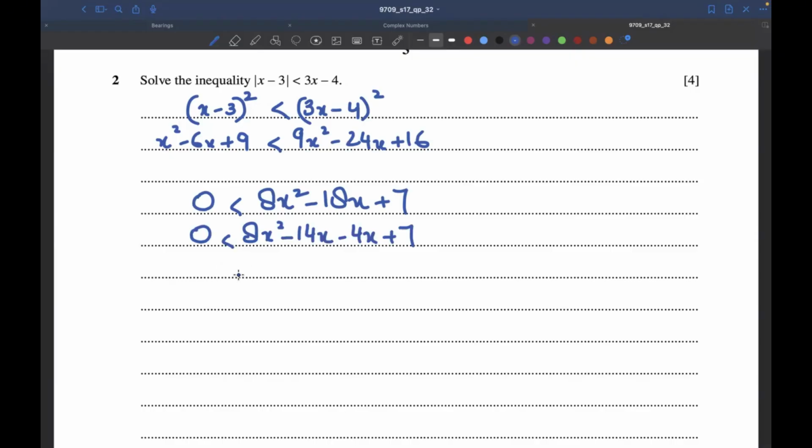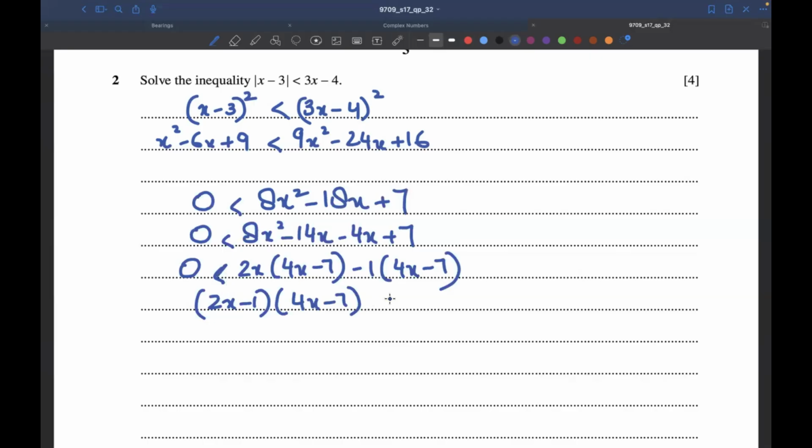And taking 2x common, we'll get 4x minus 7. And taking 1 common, we'll again get 4x minus 7 is greater than 0. So our factors will be 2x minus 1 and 4x minus 7, and this is greater than 0. Now using a quadratic curve to understand how to write this as an inequality, the roots are x equals 7 upon 4 and x equals 1 upon 2.